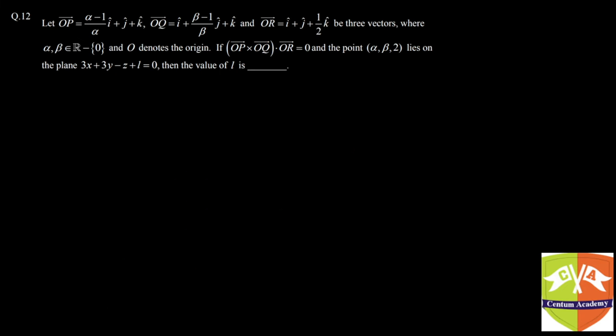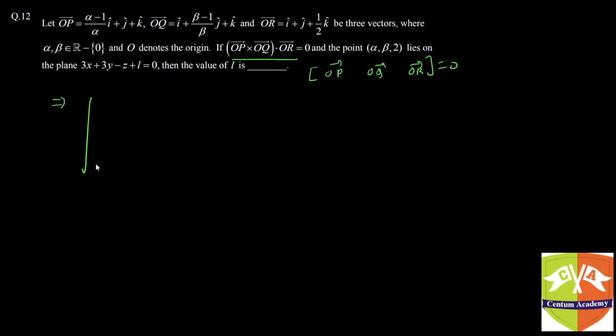Alright, next is a simple question of vectors. OP is a certain vector, so is OQ and so is OR. And OP cross OQ dot OR equals 0. This is nothing but box product of OP, OQ and OR. This is 0, and all of you know that box product can also be denoted with the help of determinant. Determinant of all of these coefficients.